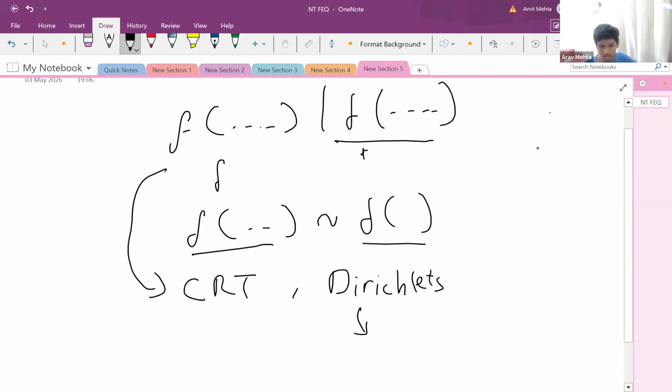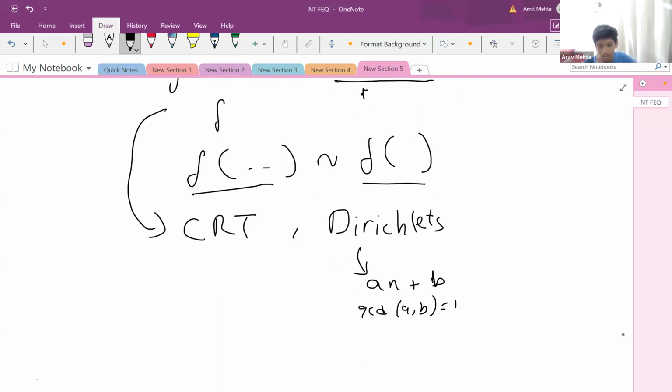So Dirichlet's theorem is basically that if you have some arithmetic sequence like an plus b, and GCD of a comma b is 1, then this sequence has infinitely many primes. So for example, 4n plus 1 has infinitely many primes. 6n plus 5 has infinitely many primes.